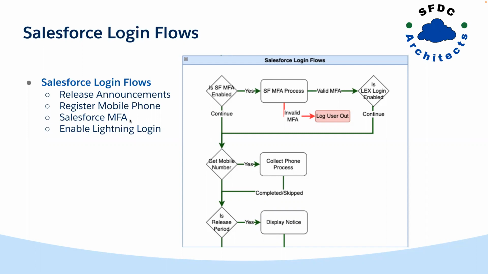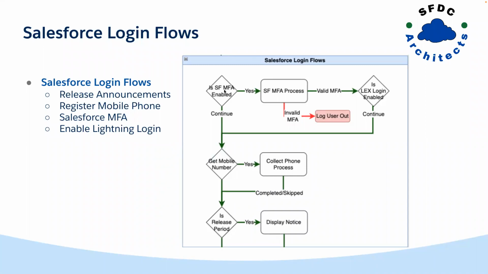Registering your mobile phone, Salesforce MFA is another one that you enable, and also enable Lightning login. And again, this is the way that I think Salesforce is running these flows. They might be doing something else on the back end, but all of these are Salesforce ones that you can't change. And Salesforce ones can run in sequence.